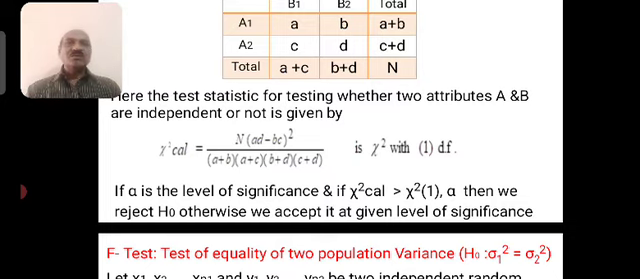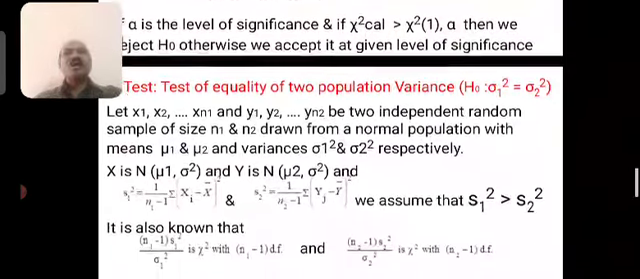If alpha is the level of significance and chi-square calculated is greater than chi-square with 1 degree of freedom at level alpha, then we reject H0. Otherwise, we accept it at the given level of significance. So this is our first test, for testing the independence of two attributes A and B.